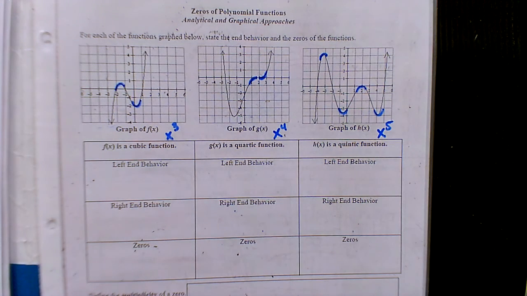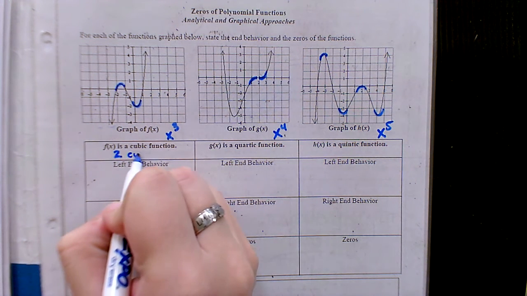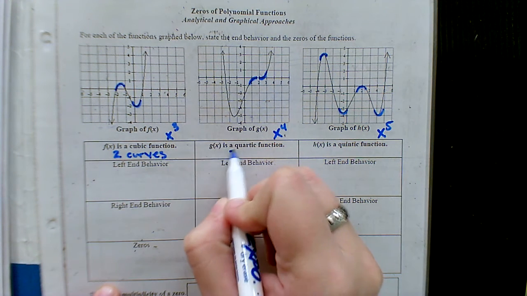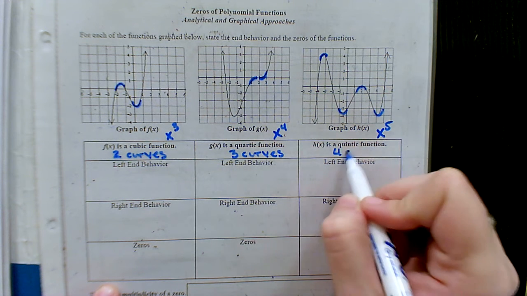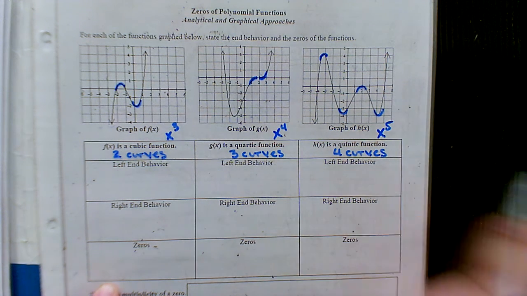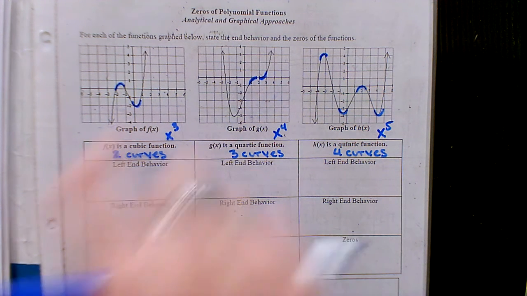All right, so cubic, quartic, quintic. We have those 3 different types of polynomials. Maybe we'll go ahead and write this down. We have 2 curves, 3 curves, 4 curves. So that's one thing we can identify based off the graph to help us determine what type of polynomial we have. Cubic, quintic, quartic, those ideas.